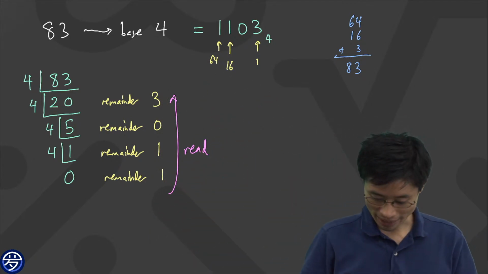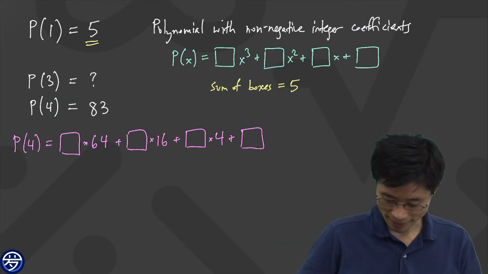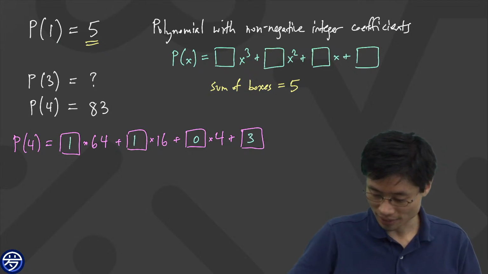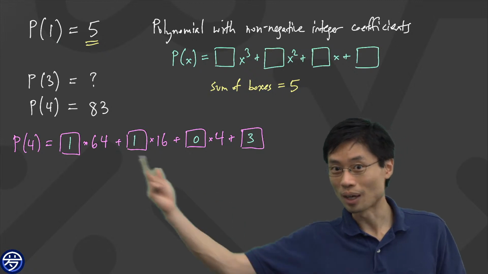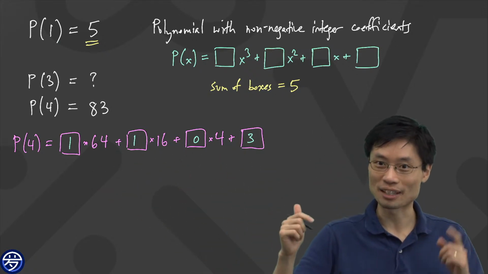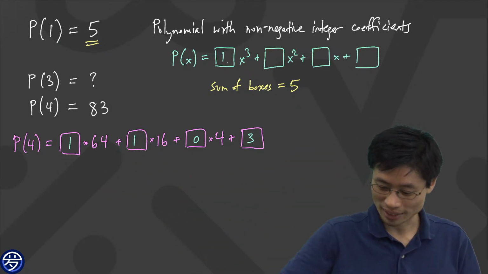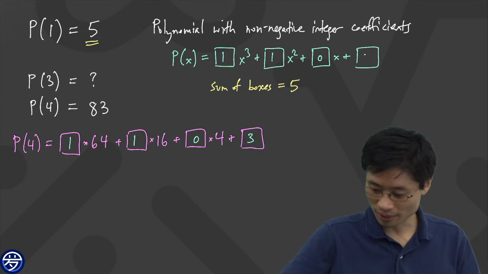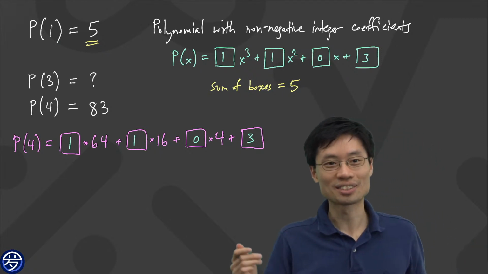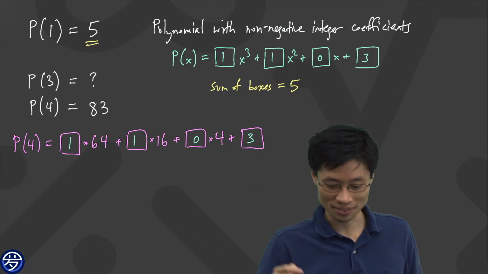1103, let's go back. Now we say it's 1103. And 1 plus 1 plus 0 plus 3 is 5, so it all works. So this is 1103, and now let's finish it. All I have to do is figure out what is P of 3.